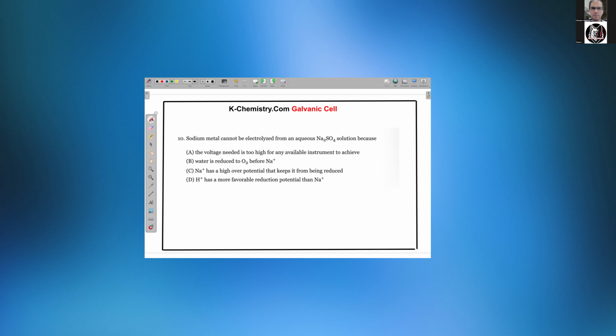When you try to electrolyze sodium sulfate, what are the products of the electrolysis? What are the four ions available and what are the products? We take the less reactive one. So sodium will not be released. What will be released? Hydrogen. Hydrogen will be released as H2. So H has more favorable reduction potential than Na plus. That's why it is the one that's going to be reduced, not the sodium.